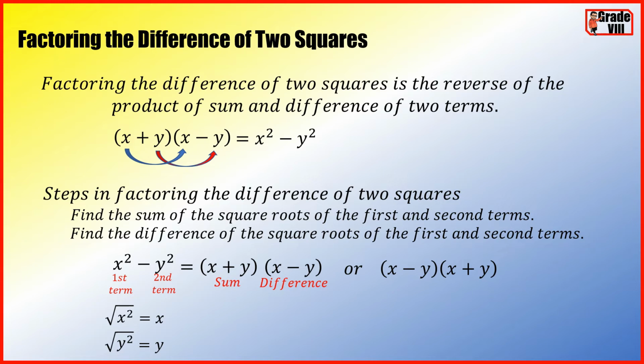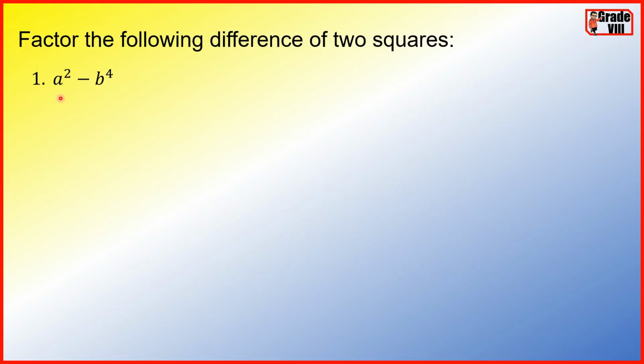Okay, let's have another example. Number 1, a squared minus b raised to 4. So kunin lang natin yung square root ng ating two terms. So square root of a squared and that is a. Square root of b raised to 4 and that is b squared. Since pag dinivide natin yung 4 by the index which is 2, so 4 divided by 2 is equal to 2. So yun na yung ating exponent dito. So ang ating sagot ay a plus b squared times the quantity of a minus b squared.